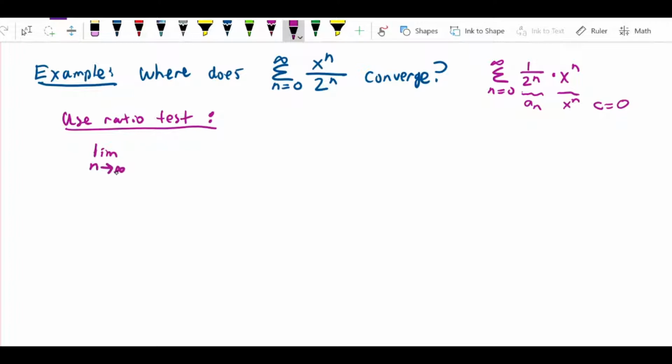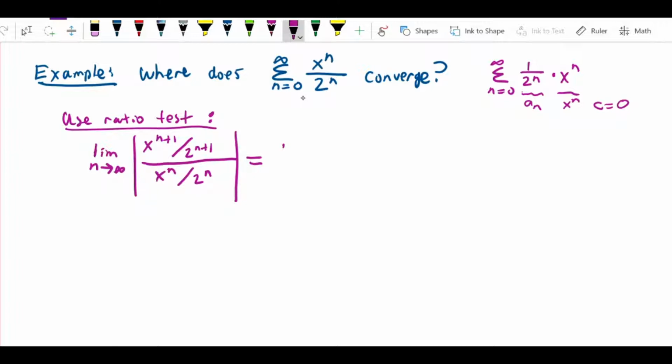as n approaches infinity of, I need the general term of the series, but using n plus 1 instead of n. So this is going to be x to the n plus 1 over 2 to the n plus 1, over x to the n over 2 to the n. Oh, and also I should use absolute value around that. I shouldn't say there's nothing negative because we don't know what x is, so I'm going to keep the absolute value in there.